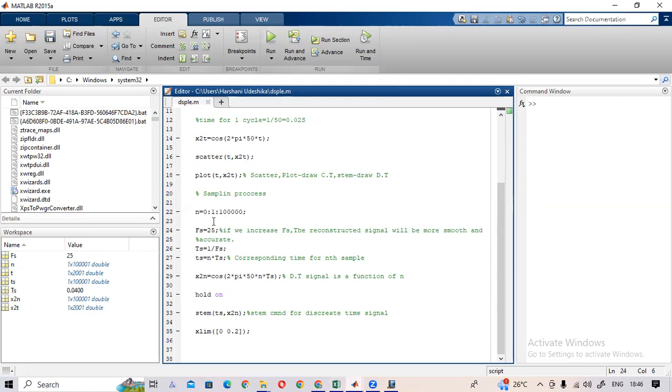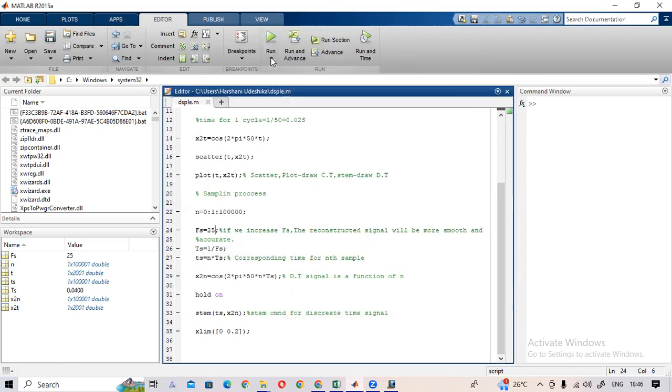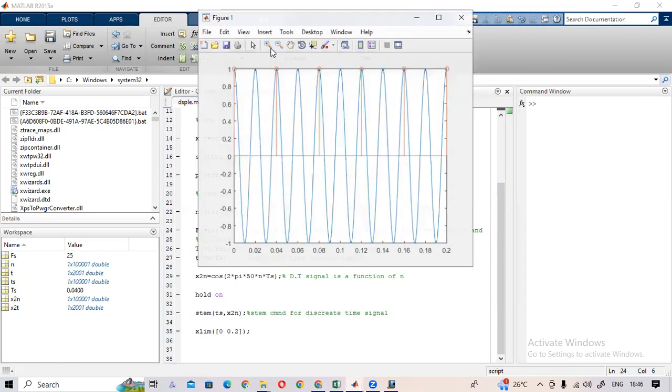Okay, so I use 25 hertz sampling frequency. That is the half of our sampling signal. You can see that we get a zero sample here, first sample here, second sample here, third sample here, fourth sample here, sixth sample here, and so on.